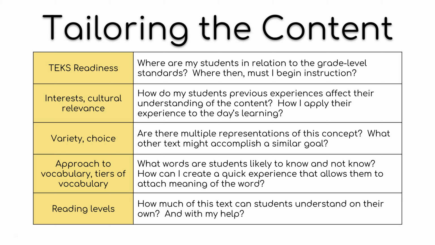One way to differentiate the content is paying special attention to the vocabulary. To do this, you'll need to think, what words or concepts are students likely to know and not know, and how can I create a quick experience that allows them to attach meaning to the word? The final suggestion for tailoring content is providing text at multiple reading levels. You'll need to consider how much of the text the students can understand on their own. We'll give a little bit more information about reading levels in the next slide.